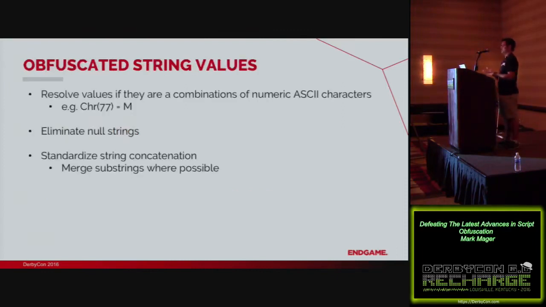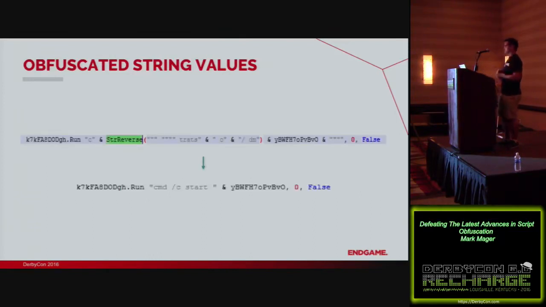As for obfuscated string values, you'll want to simplify the use of any ASCII character functions to start with, then eliminate any obvious null strings, and then standardize how strings are concatenated, and merge together any substrings where possible. This line of code primarily relies on the StrReverse VBA function, which, you guessed it, reverses a string. The null strings contained within the function can be eliminated right off the bat, and once the string is reversed and appended to the initial C string, we're left with a result that invokes a command shell to run the command represented by the variable, and then ultimately terminate itself.